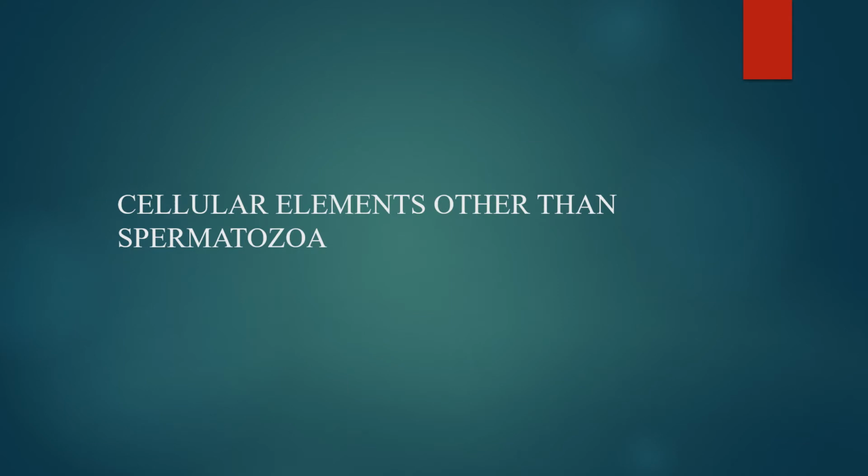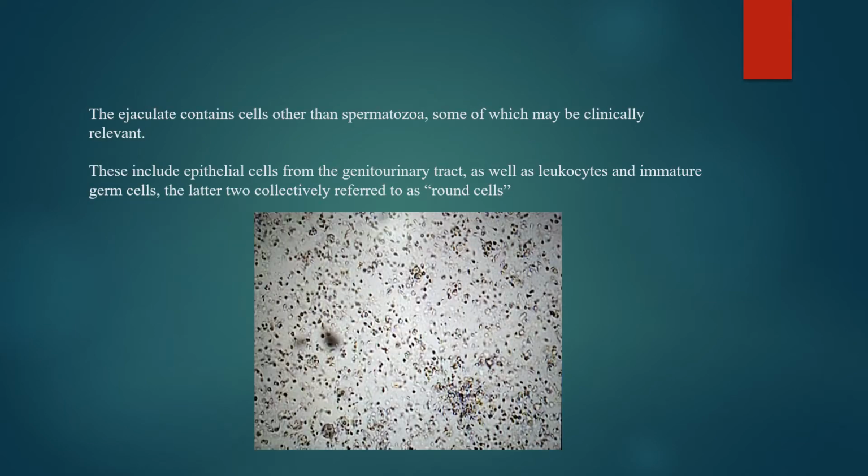Now, the cellular elements other than spermatozoa. The ejaculate contains cells other than spermatozoa, some of which may be clinically relevant. These include epithelial cells from the genitourinary tract, as well as leukocytes and immature germ cells, the latter two collectively referred to as round cells. This is the picture shown here. In this, there are many cellular elements, like debris, leukocytes and round cells.